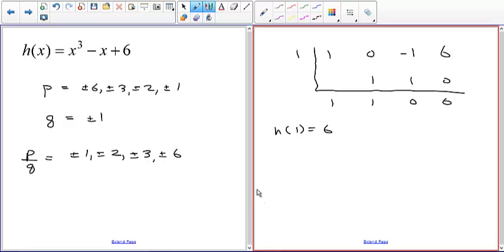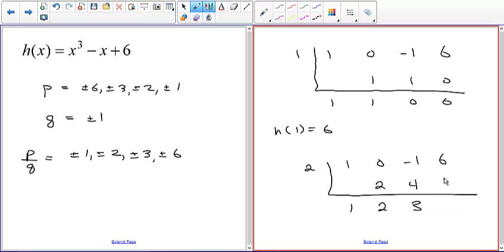So we might want to try 2 next. Let's try x equals 2 and see what happens. 2, 1, 0, negative 1, 6. So we bring 1 down. 2 times 1 is 2. 0 plus 2 is 2. 2 times 2 is 4. Negative 1 plus 4 is 3. 2 times 3 is 6. We get 12. So it's going in the opposite direction.